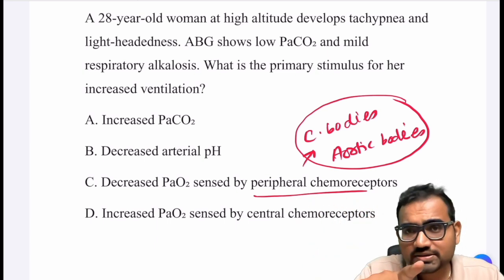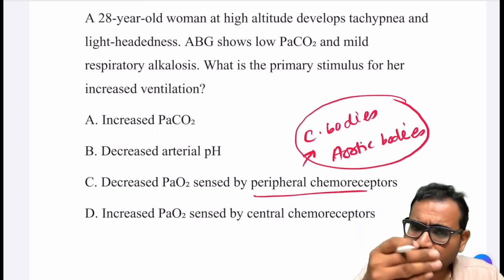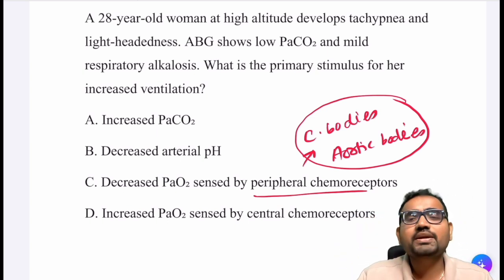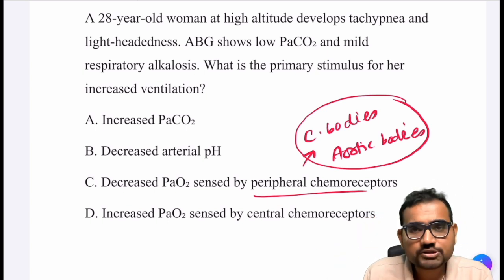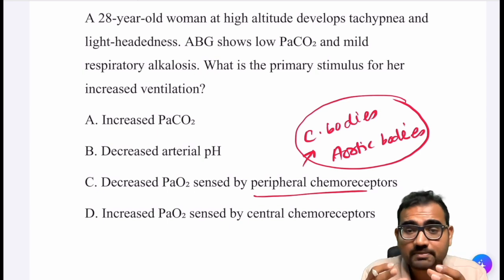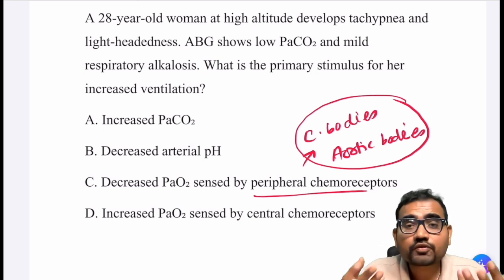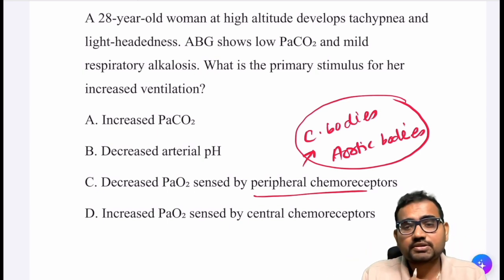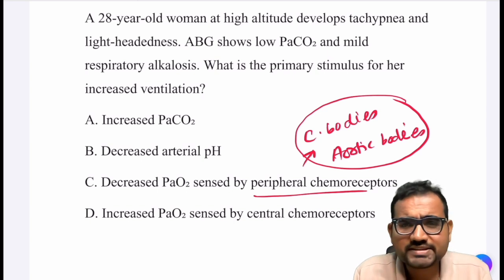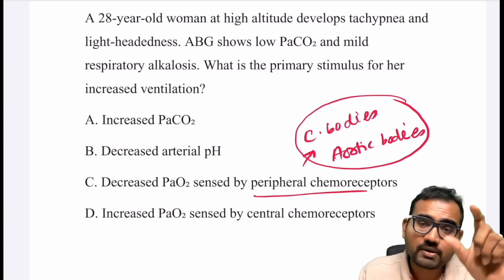Okay, so what is our primary stimulus? Obviously, because of the reduction in oxygen, the body tries to compensate via chemoreceptors. That is why the patient experiences tachypnea and excess flushing out of carbon dioxide, because of which there is respiratory alkalosis. Very simple, right? So you understand the concept, you are applying it here.